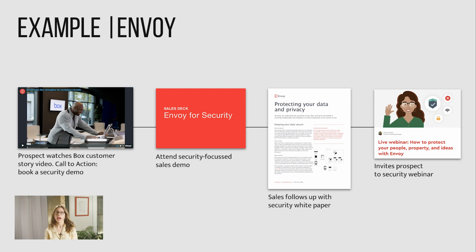So, a high-level buyer journey for an SVP of security kind of looks like, okay, well, they click on a customer story video we did. After that, they attend a security-focused sales demo. From there, sales follows up with a security white paper that they read. And then from there, they're invited to a security webinar. So that's just a high-level example of what that could look like.